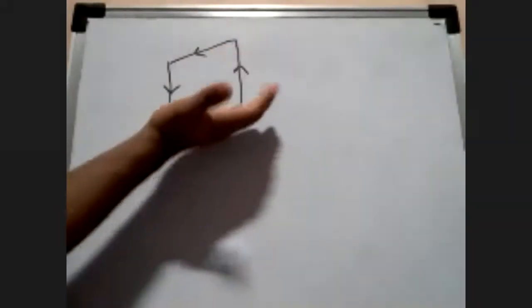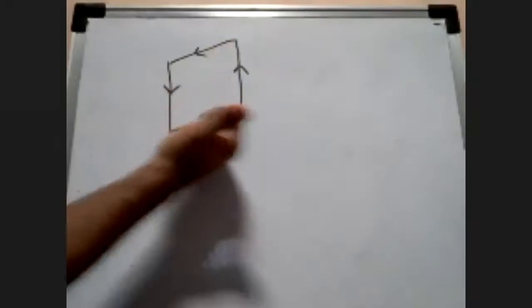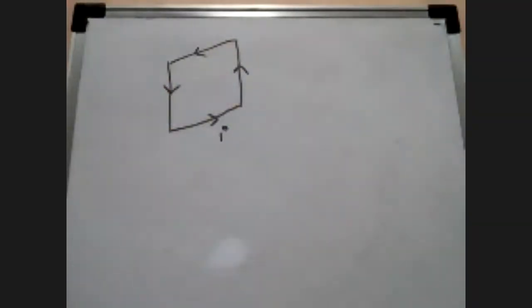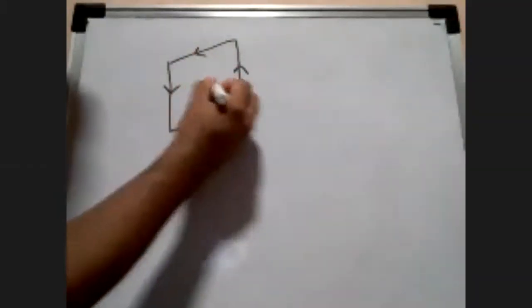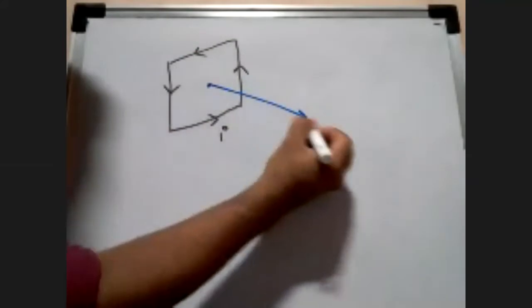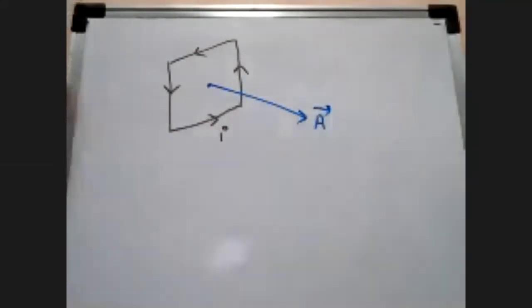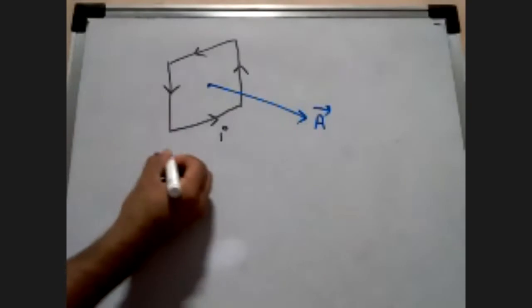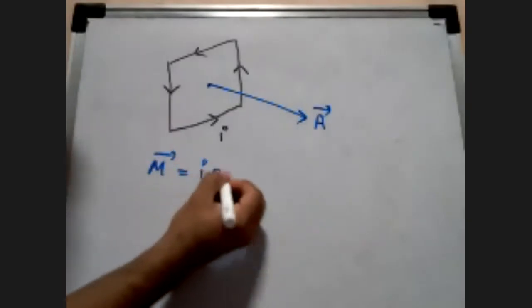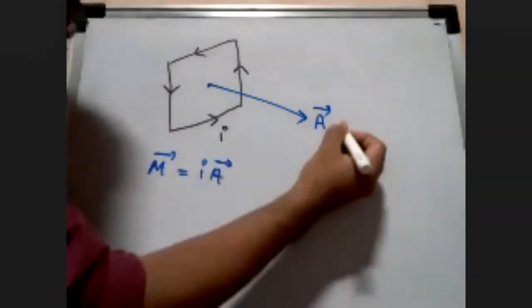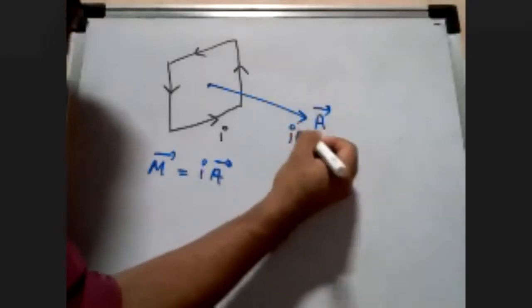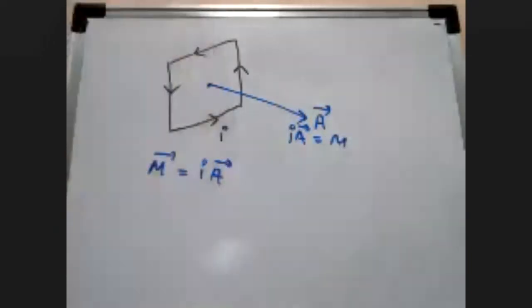Take your fingers, curl them around the direction of the current in the loop, and you can see that the area vector here is outside. So, of course, my magnetic moment will also be in the direction of the area vector.